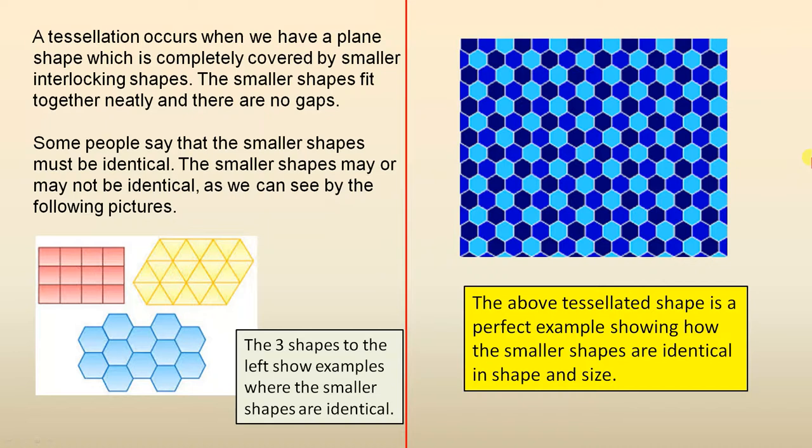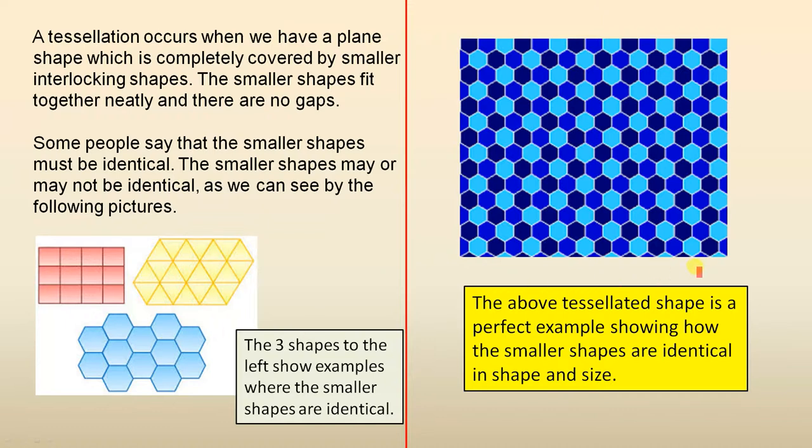Some people say that the smaller shapes must be identical. The smaller shapes may or may not be identical, as we can see by the following pictures. The three shapes to the left show examples where the smaller shapes are identical. So in other words, these are the larger shapes here, but each small shape is exactly the same.